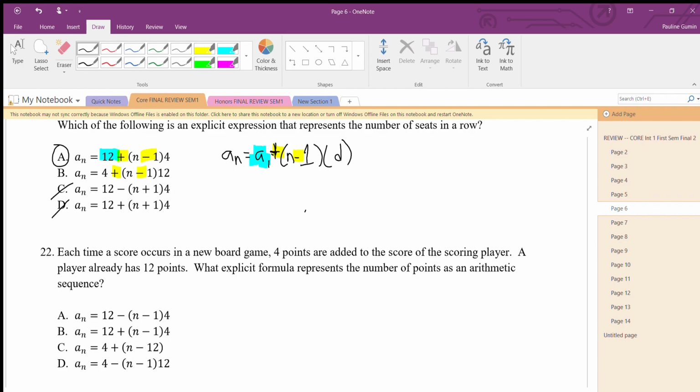Okay, let's take a look at the symbols again. So plus, then minus, plus, then minus. Perfect. Next, I want to look at the initial term, the first term. In this case, it's the player already having those 12 points. Letter B will be the correct answer.